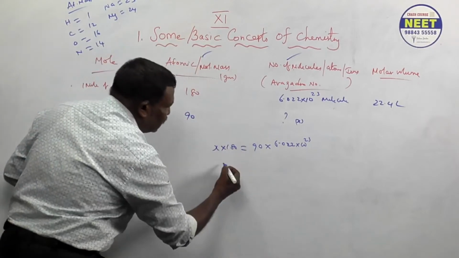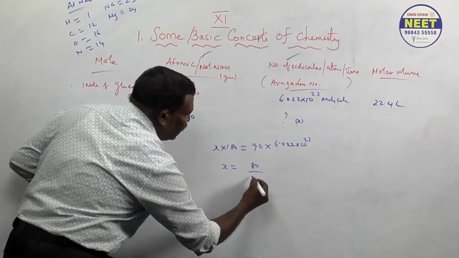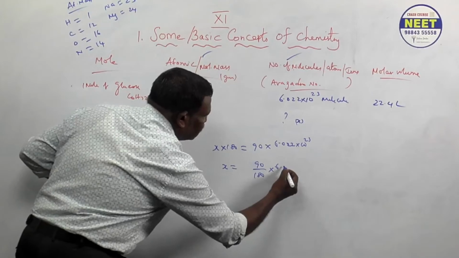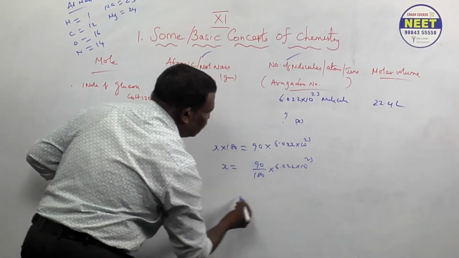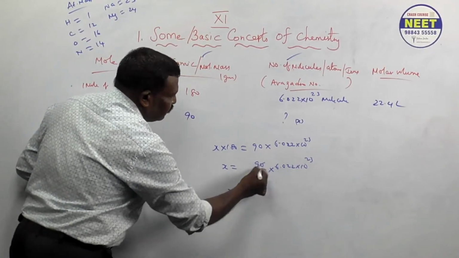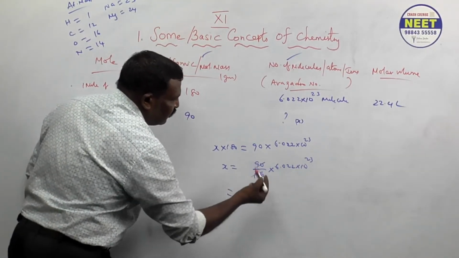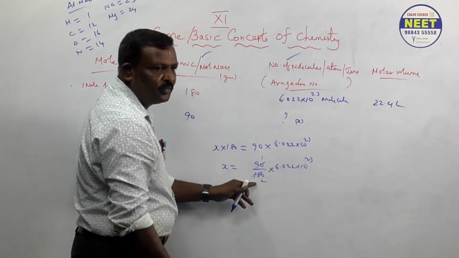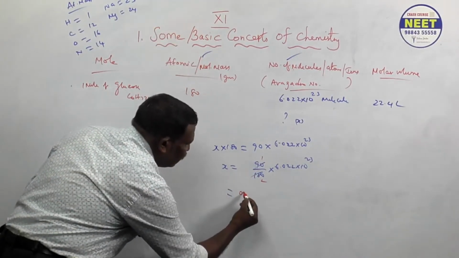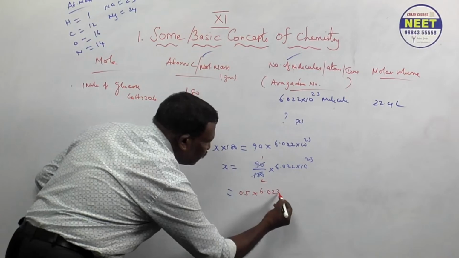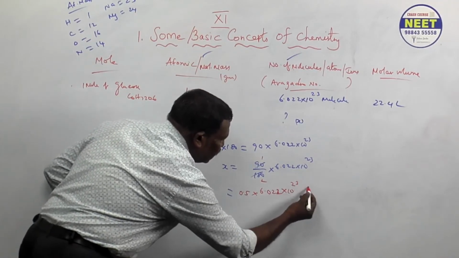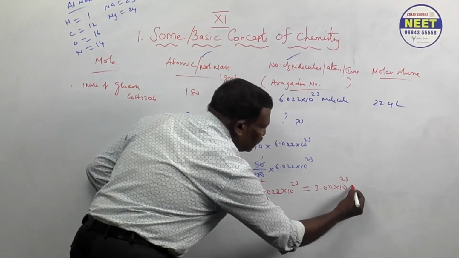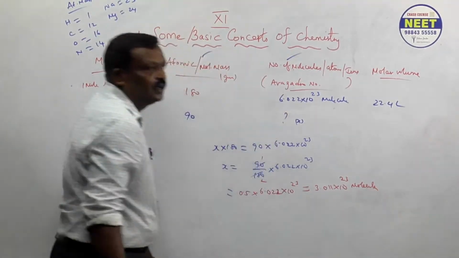Now, calculate number of molecules they are asking. So 90 by 180 into 6.022 into 10 power 23. This is how many times? 1 by 2, that means 0.5. So 0.5 into 6.02 into 10 power 23, so approximately 3.11 into 10 power 23 molecules. Are you following? Okay.